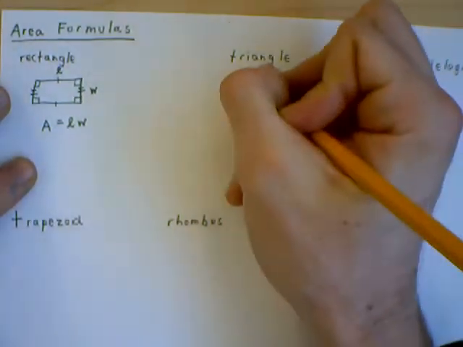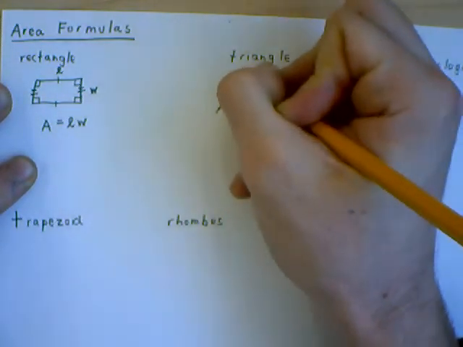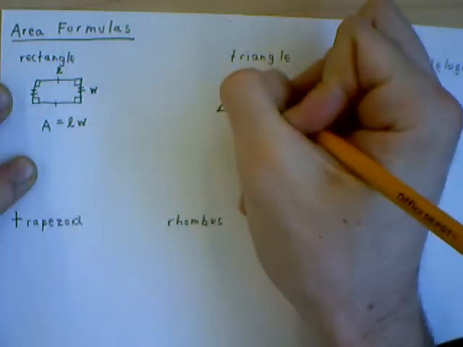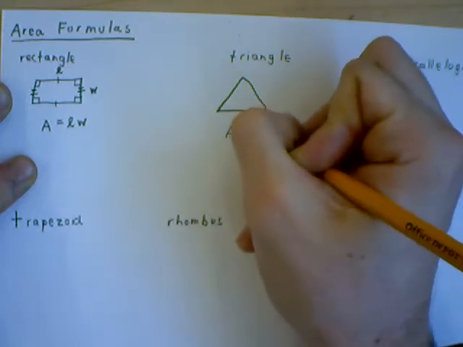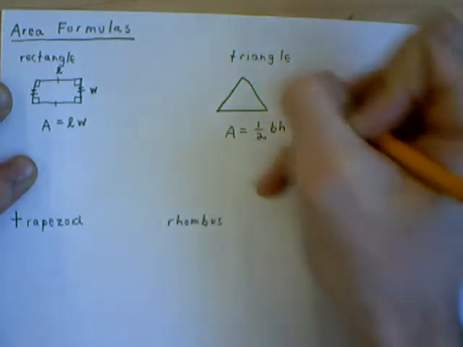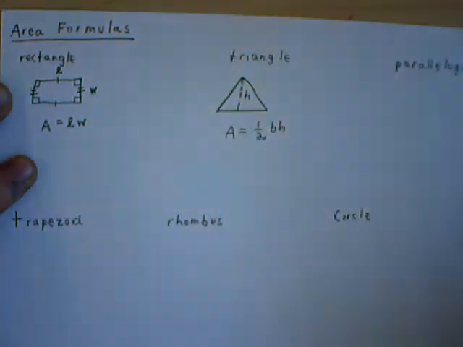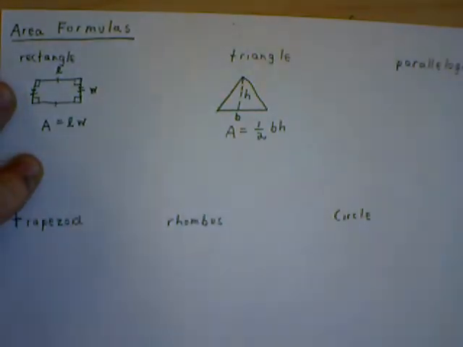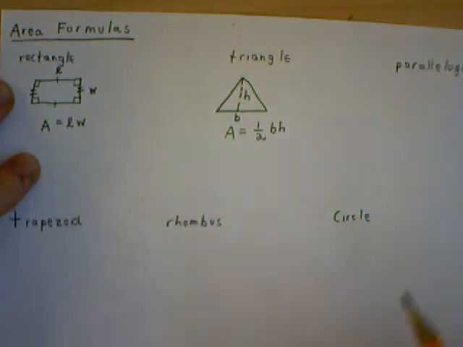Next, for a triangle, you can draw the triangle any old way. For the triangle, the area will equal 1/2 the base times the height. So here is the height, and here is my base. Base is this whole side, our height is right here.